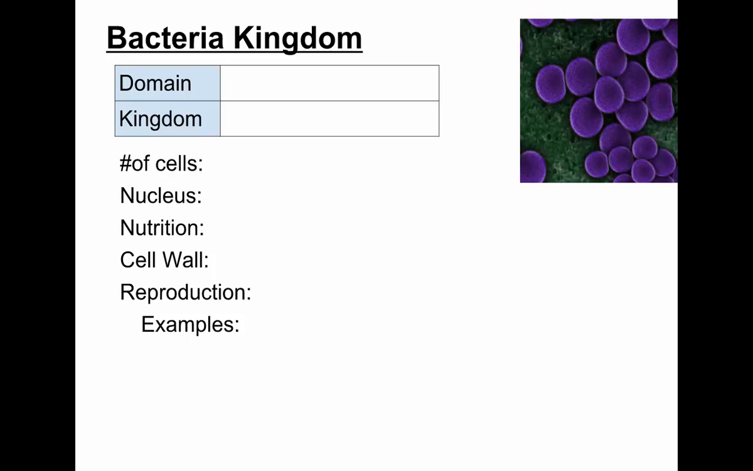And we'll briefly go through the bacteria kingdom as well. So bacteria, what domain? Bacteria. They have their own domain, they have their own kingdom. What's the term that we should use for the number of cells? Bacteria is unicellular.